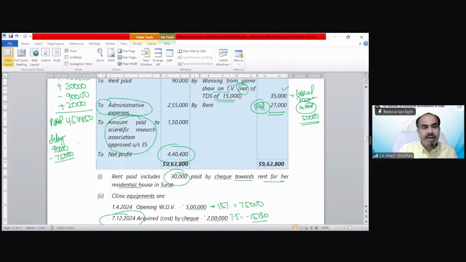The salary income she was receiving is 90,000 rupees, 7,500 rupees per month, out of which 75,000 is standard deduction under default tax regime we can take. So that would be my salary income, 25,000. Clear?